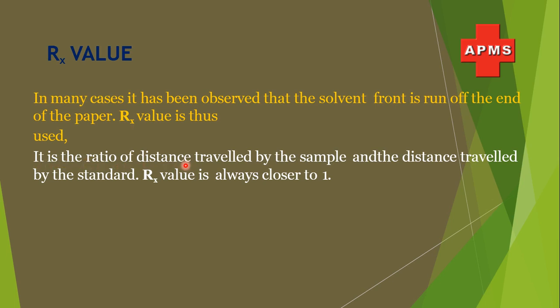It is the ratio of the distance traveled by the sample to the distance traveled by the standard. Standard means our mobile phase. So the Rx value is always closer to 1.